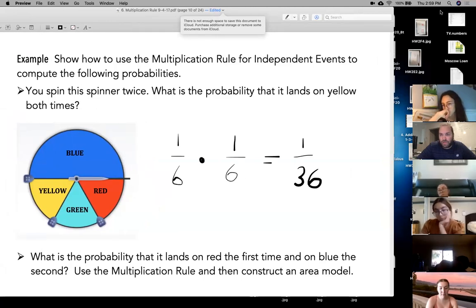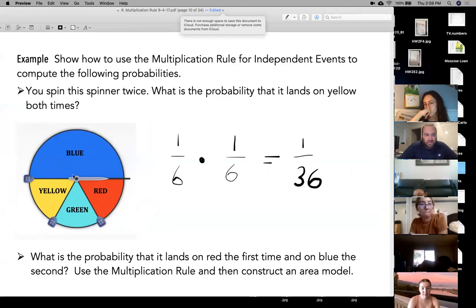How did you get 1/6? Because if you think of this as being like that, 6, then the yellow is 1/6 of the entire thing. You agree? Yes, thank you. You're welcome.